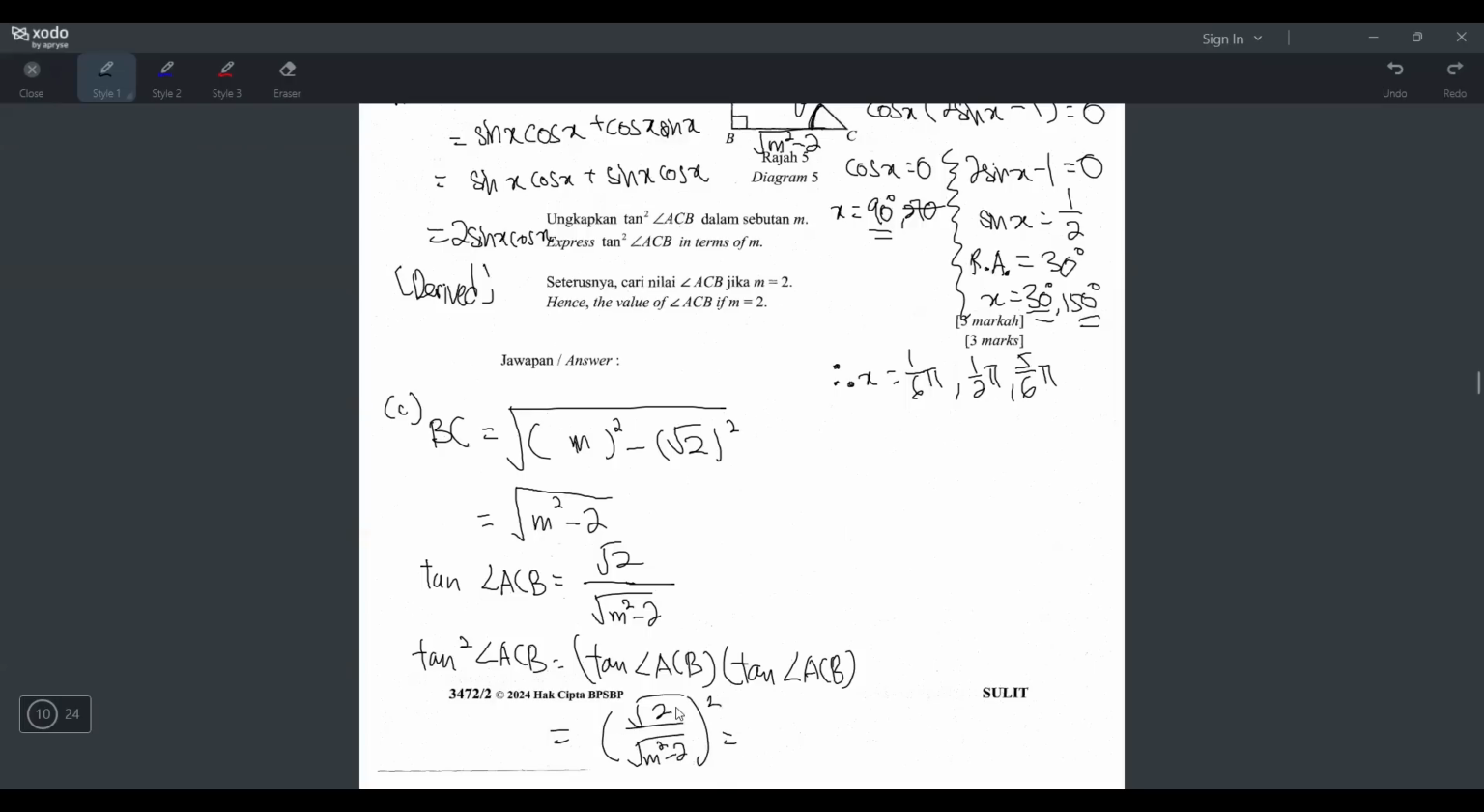Okay, the top also must be squared, the bottom also must be squared. So the top squared, you get 2, the bottom squared, you get m square minus 2. Because when you square, the square root and the square cancel, they can cancel. So you're left with 2 over m square minus 2, and this is the answer.